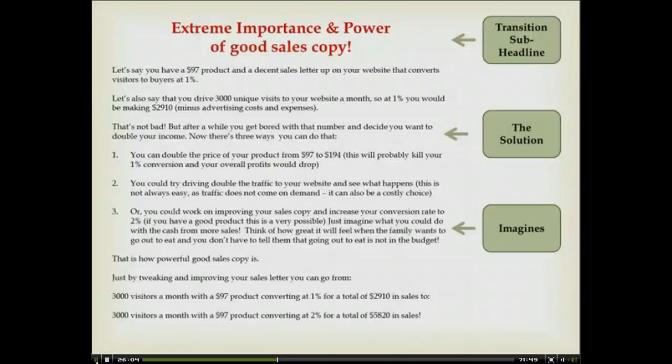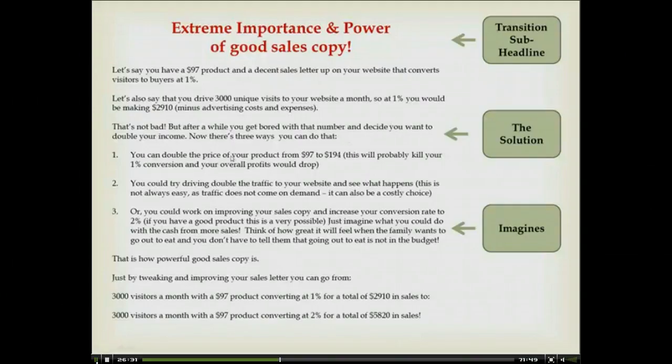All right, so what did we come up with? First of all, we're going to talk about the extreme importance and power of good sales copy, like we told them we were going to talk about. So we're going to transition with our sub-headline, just like it said, and we're going to start going into the solution. So we're talking a little bit about the importance of it, how much more money they're going to be making, even with a 1% conversion better, and keep it going up.